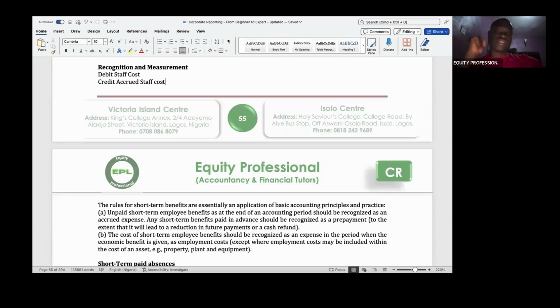So let's assume that what we owe, what we are supposed to pay, let's assume is 50,000. So maybe after a week or thereabout, we now settled. We paid this 50,000. You know that ordinarily, this one will have gone to POL.